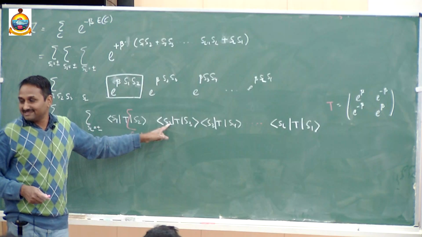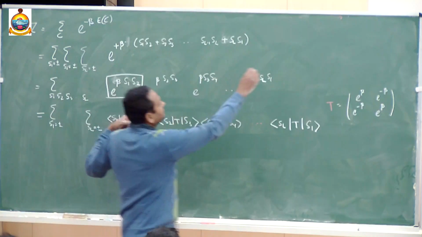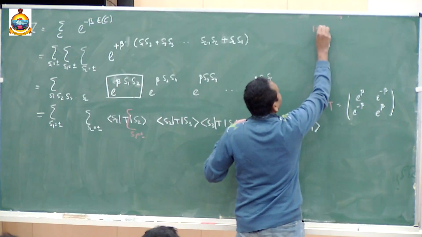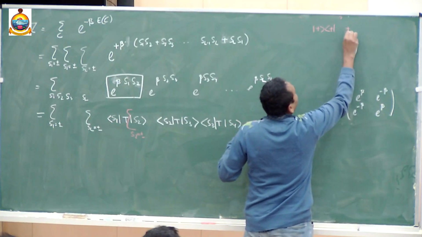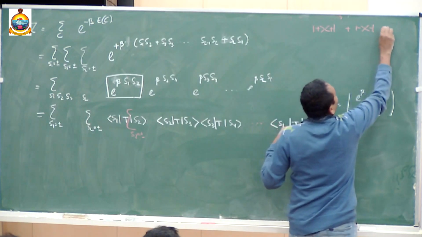Is this clear to you? This is the identity matrix, this is a completeness relation. In the same notation, if you say plus plus plus minus minus, this is equal to the identity matrix.